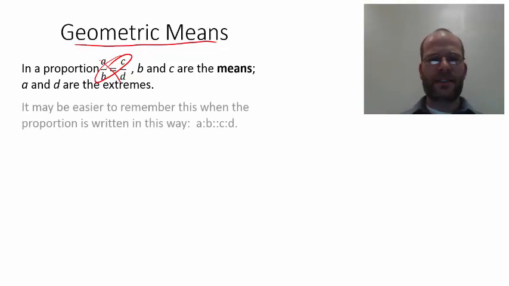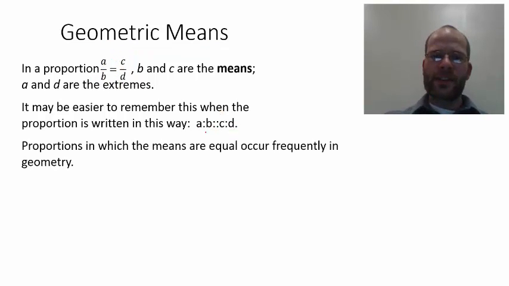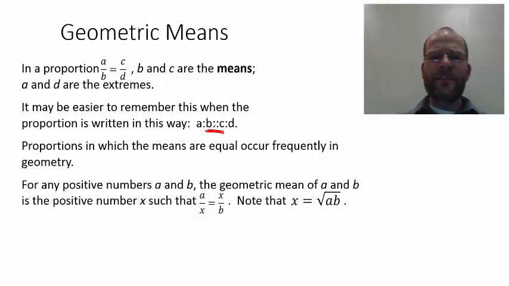It may be easier to remember if you write it out this way. A is to B as C is to D, and remember that the two in the middle are the means. Proportions in which the means are equal occur frequently in geometry. If the means are equal, then we can put a single variable in to represent the means. So it might look like this.